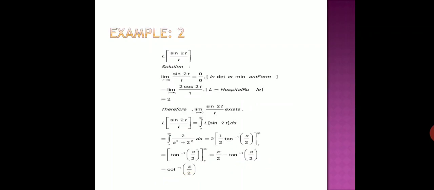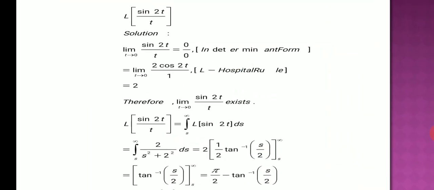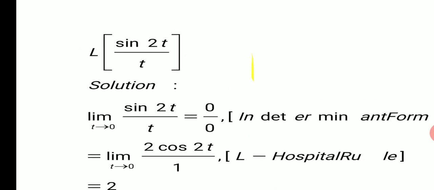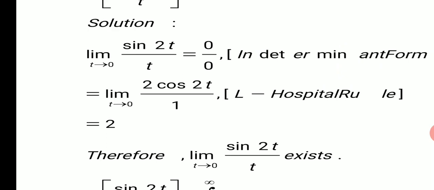Suppose division by t is there: L of sin 2t divided by t. Okay, first you have to check that it is a Laplace transformation, and next you have to check whether the limit as t tends to 0 of f of t by t exists or not. What is f of t by t? Inside the Laplace operator it is f of t by t, sin 2t by t. We have to check first whether the limit as t tends to 0 of sin 2t by t exists or not.